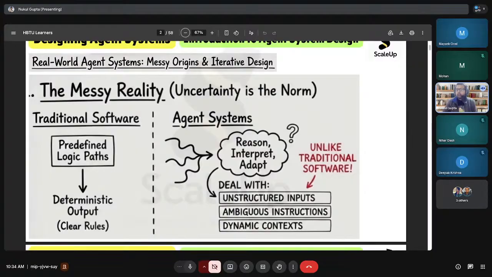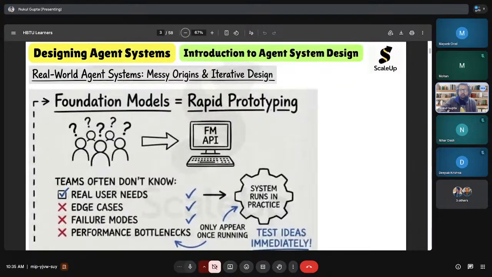That is how we should build agent systems, because unlike traditional software, they are the ones who will be cooking the recipe. They will be solving the problem. They will be doing the reasoning, interpretation, and adaptation. They deal with unstructured inputs, ambiguous instructions, and dynamic context, and it is highly uncertain in nature. Whenever we are working with foundation models, we always have to do testing in real time itself. So it is rapid prototyping.